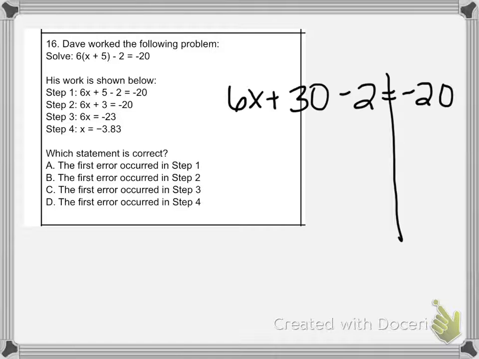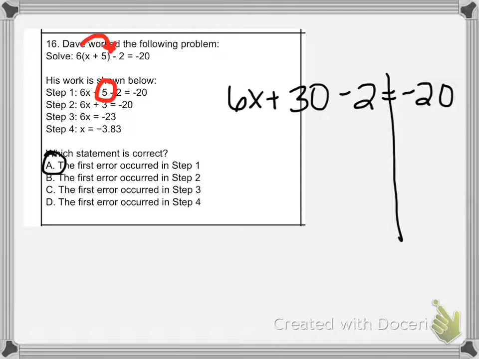So actually I can see the first step, there's already an error. And that error that they got was that when Dave multiplied, he didn't multiply the 6 to the 5 as well. He didn't distribute, which is a common mistake students make. So just be careful with that error. And the error was going to be in step 1.